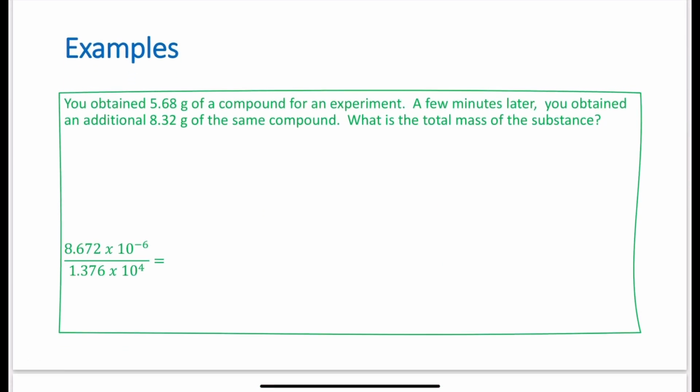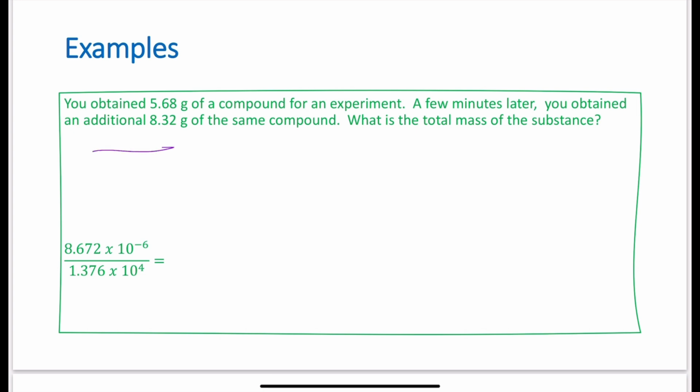You obtained a 5.68 gram sample of a compound for an experiment. A few minutes later, you obtained an additional 8.32 grams of the same compound. What is the total mass of the substance? Sometimes students have a hard time visualizing this. Let's just talk about what this means.